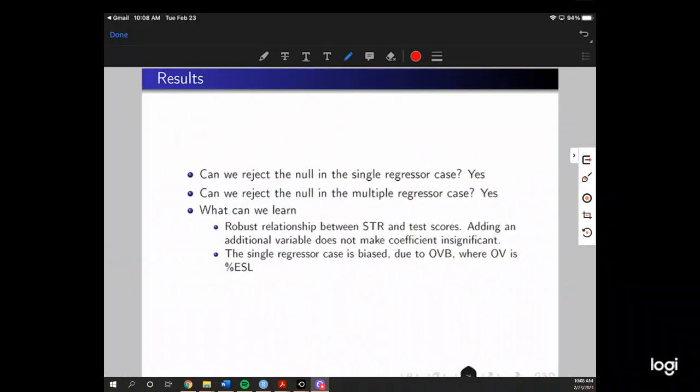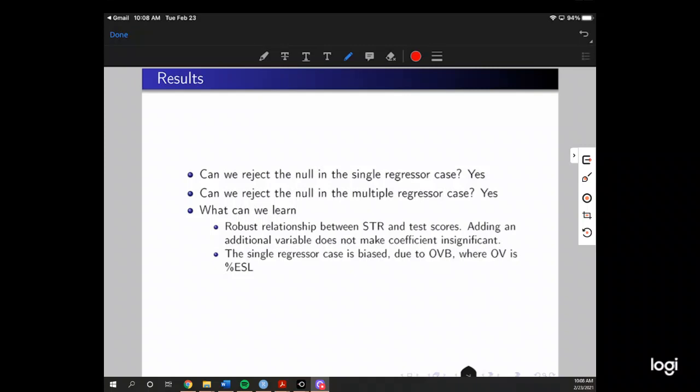So the results. Can we reject the null in the single regressor case? Yes, we found out we could. Can we reject the null in the multiple regressor case? Yes, we also found out we could do that. What can we learn? We learn there's a robust relationship between student-teacher ratios and test scores. Adding an additional variable does not make the coefficient insignificant. That's what we mean by a robust relationship.